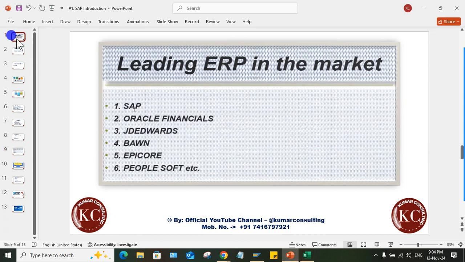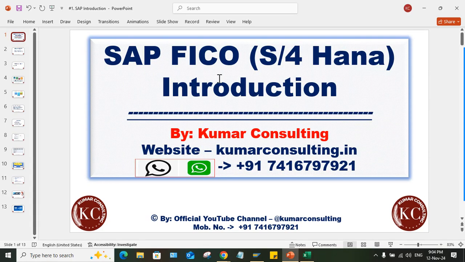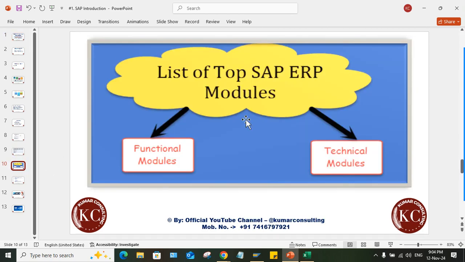Now, if you see here, I have specified SAP FICO. So what is this SAP FICO? Of course, SAP FICO is nothing but a module. That too, it's not a single module, guys. It is the combination of two modules, FI and CO. FI stands for financial accounting and CO stands for controlling. It is the combination of two different modules.